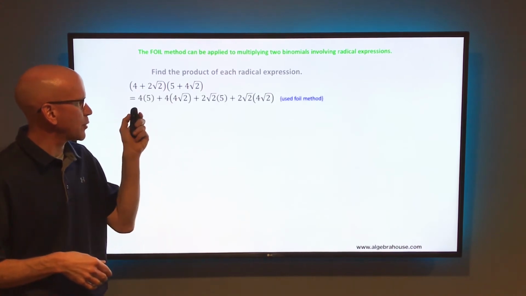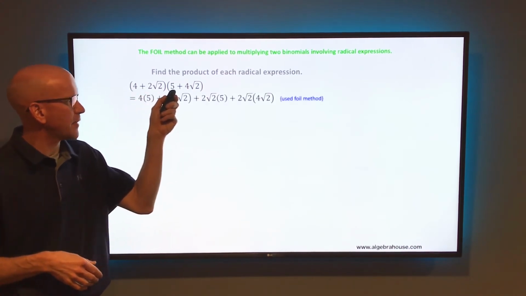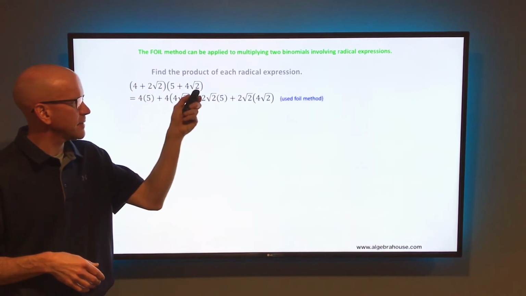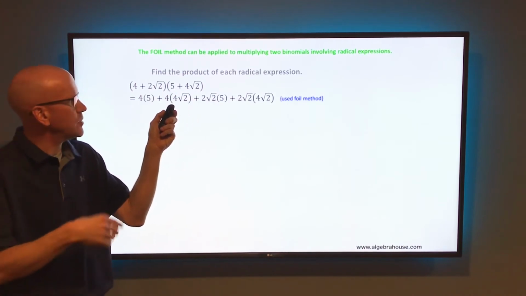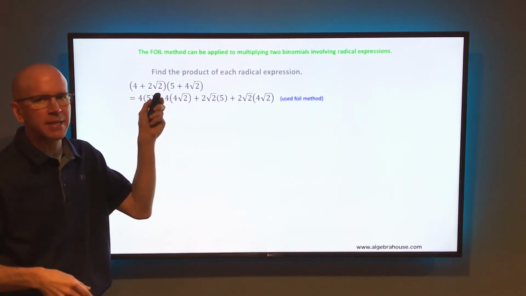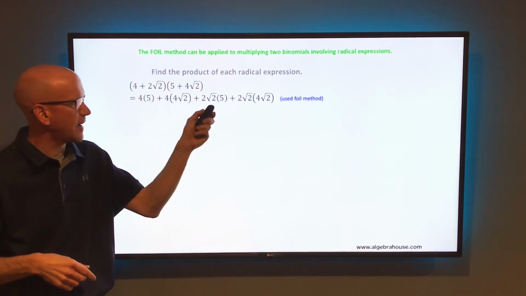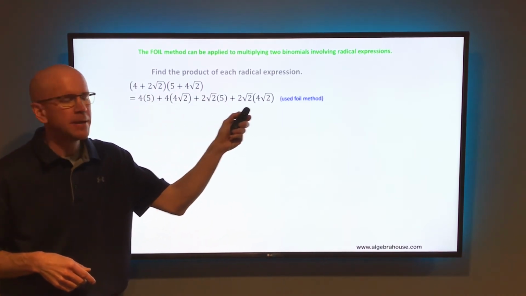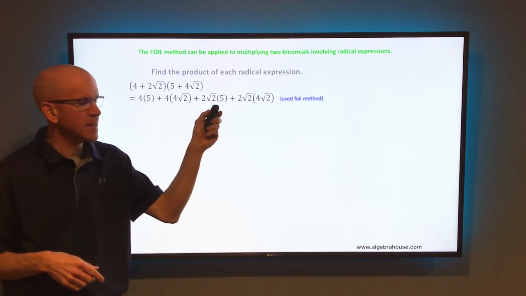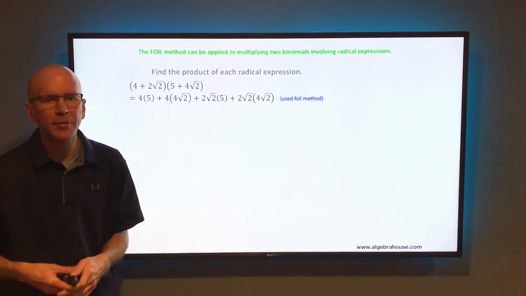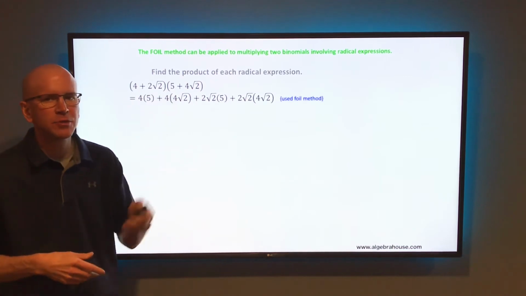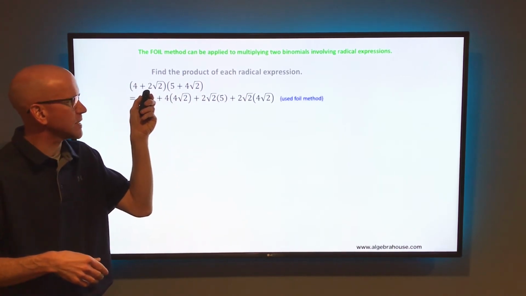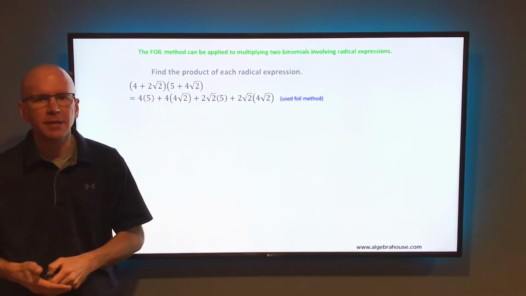So with the FOIL method or distributive property, we're going to take 4 times 5 and then 4 times the square root of 2. Then distribute the 2 square root of 2 through that second set of parentheses. 2 square root of 2 times 5, and then 2 square root of 2 times 4 square root of 2 on the end. So those would be the first, the outer, the inner, and the last terms of the FOIL method. Or again, you could think about distributing each one of those terms in that first set of parentheses to that second set of parentheses.